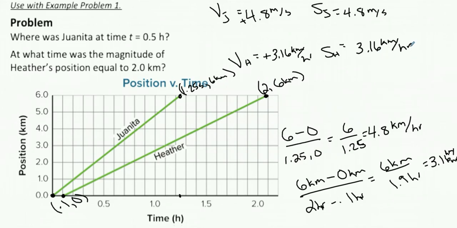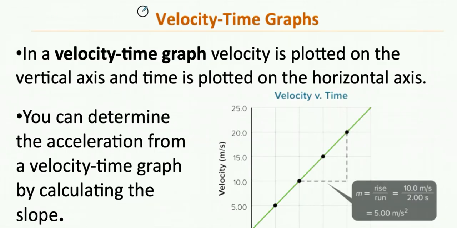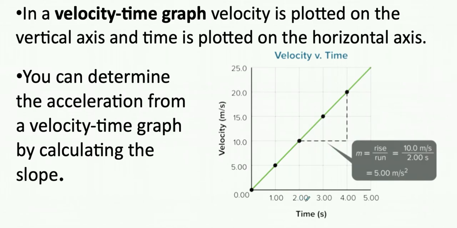Okay, so we found velocities and speeds using this graph. Now let's step it up, and we're going to be looking at velocity-time graphs. We have the velocity-time graph here, and once again, time is on the x-axis. Now, rather than position, we have velocity on the y-axis. So we have to change our brain a little bit so we can figure out velocities from this graph.